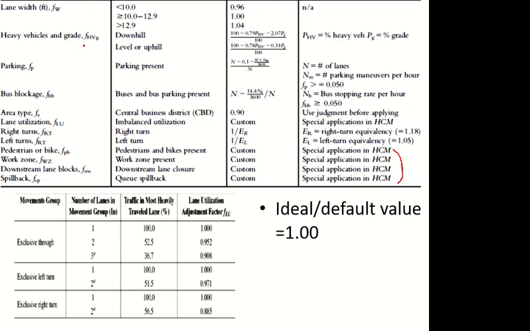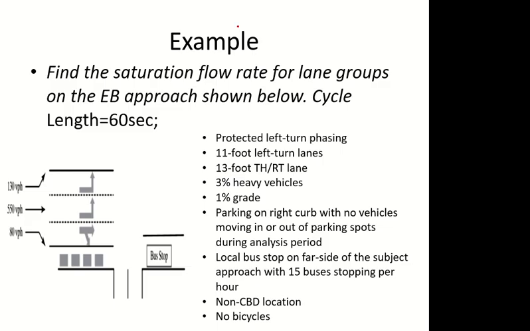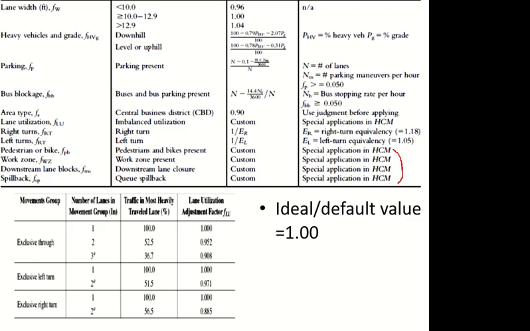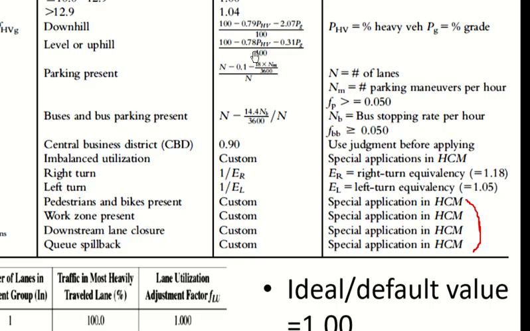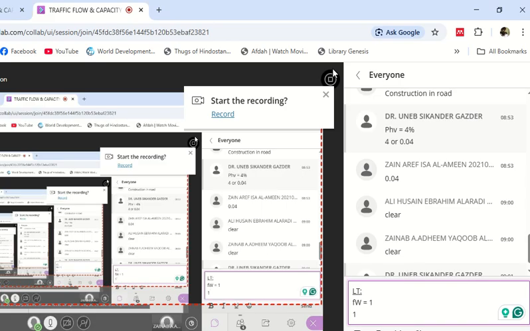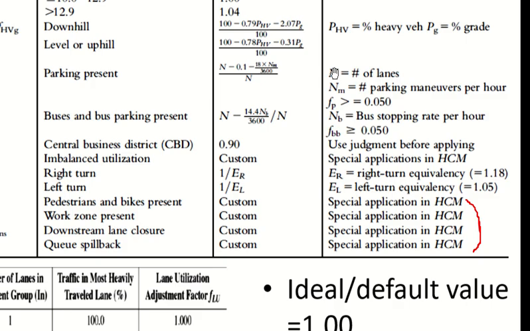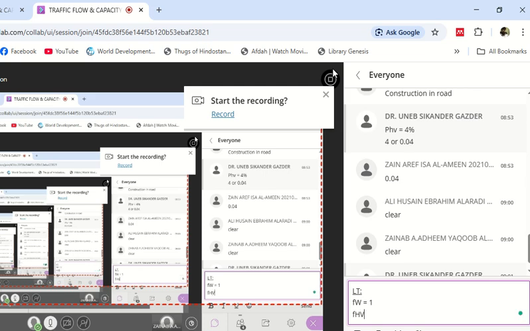The next one is for heavy vehicles and gradient. I have 3% heavy vehicles and 1% gradient. The 1% is given as positive, so that means level or uphill. Positive is positive, right? Yes. So positive means level or uphill. So I'll use this equation, which we are calling HVG.